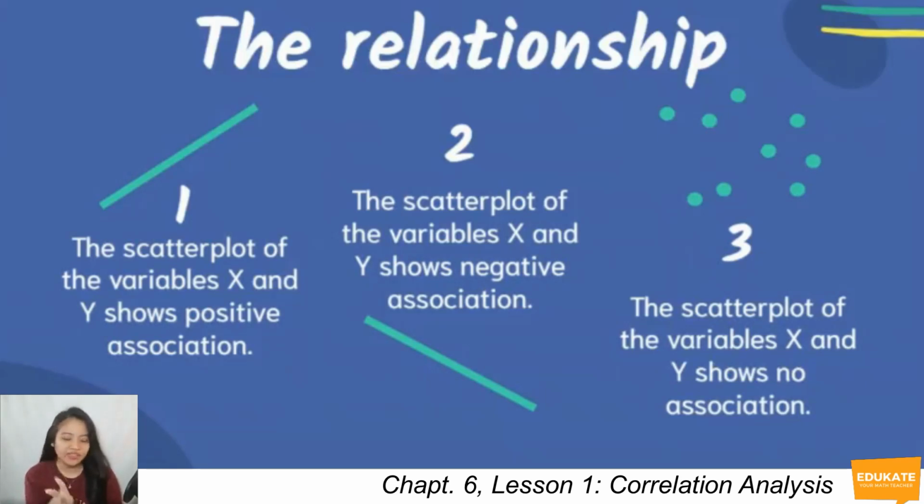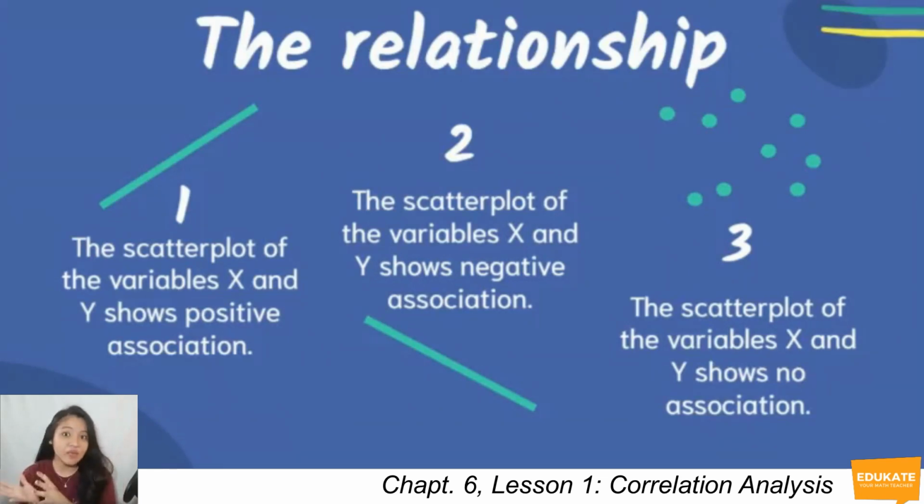We have the second one. The scatter plot of the variables x and y shows negative association. You now have a diagonal line raising to the left. And then you have the third one. The scatter plot of the variables x and y shows no association. So random dots everywhere. For number one, simply put, the values of y tend to increase as the values of x increase. So meron tayong direct relationship. For number two, simply put, the values of y tend to decrease as the values of x increase.